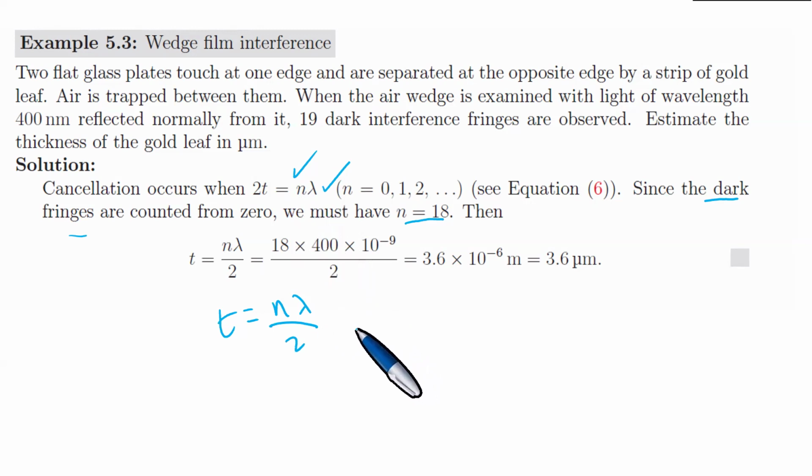That is something you need to take note of, because 19 dark interference fringes are observed, so n equals exactly 18 there. Let's look at the next.